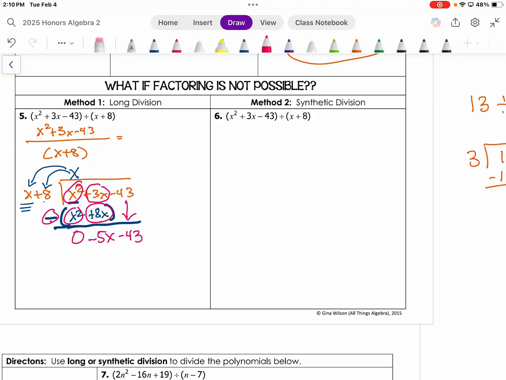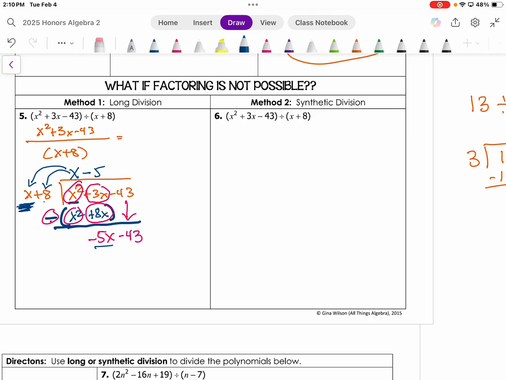Just like we would bring down the next term as we did when dividing into a triple digit or so forth, we just brought down the next term. Now my goal, and I'm going to erase the 0 since we've already talked about it, is to multiply the x again to match a negative 5x. What do I multiply x by to make it a negative 5x? Negative 5. So I put a minus 5 up there in the top.